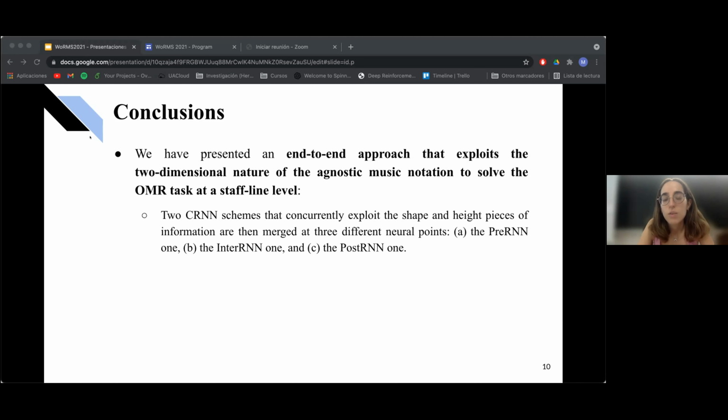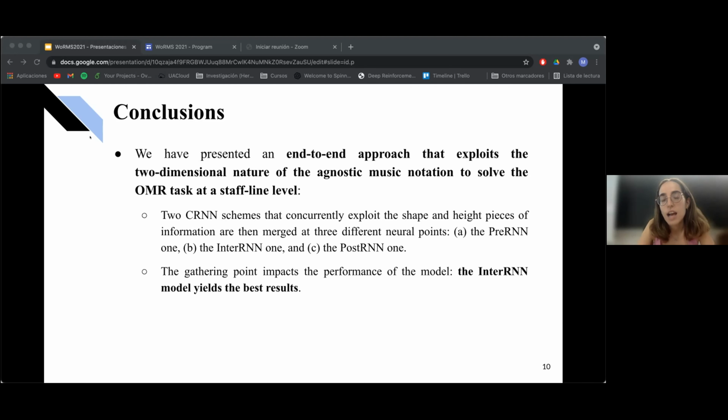And we have seen, based on the results obtained on two different corpora, that the merging point affects the result. And when we do the merging after the first recurrent layer, we obtain really good results. So we can say that the inter-RNN model is the one that is yielding the best result out of the three proposed. And in light of the conclusions that we have obtained, this work opens a new research point that we would like to address.